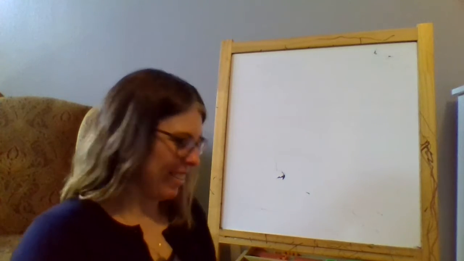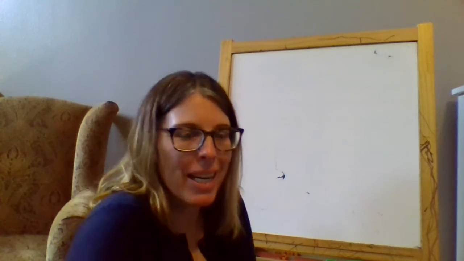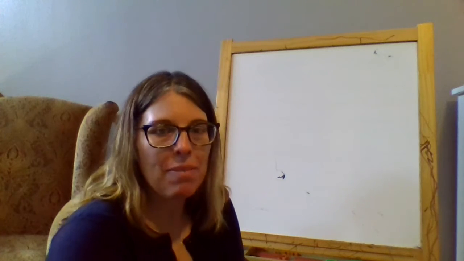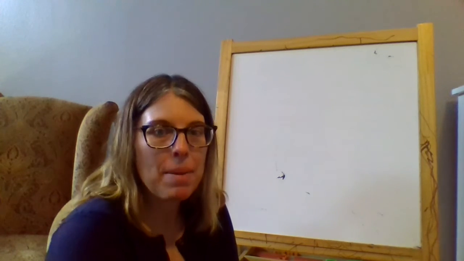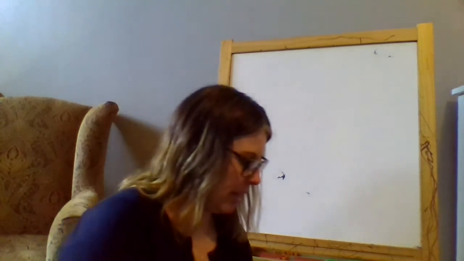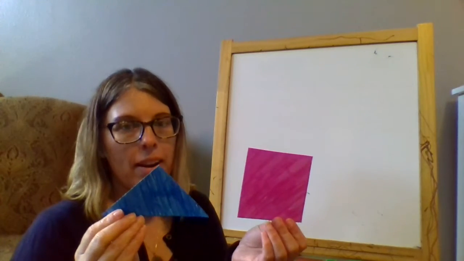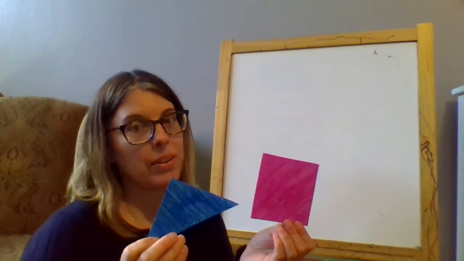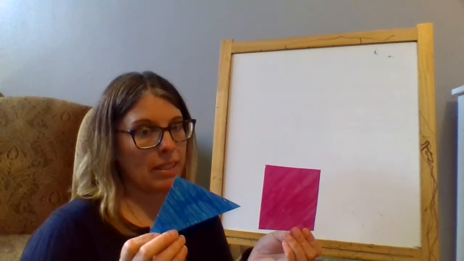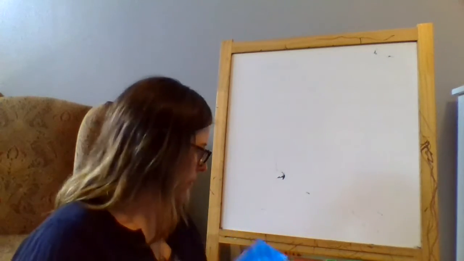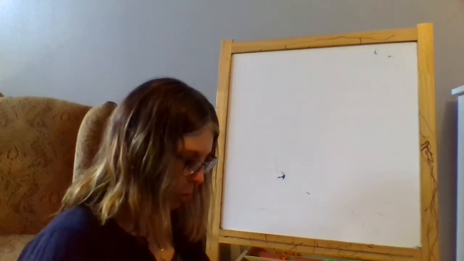Hello. We're ready for more geometry. So the shapes we've been learning about so far have all been flat shapes. Like this triangle or this square, they're flat and we call those 2D shapes. Okay? So those are 2D shapes. Let's put those up on the board, our 2D shapes.